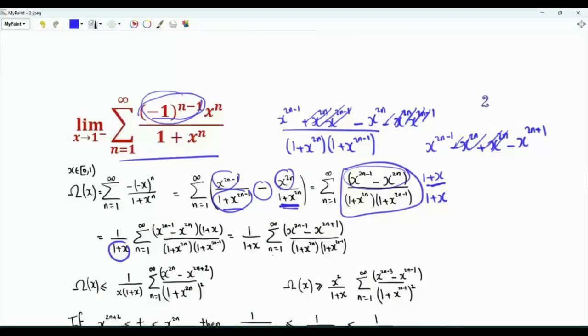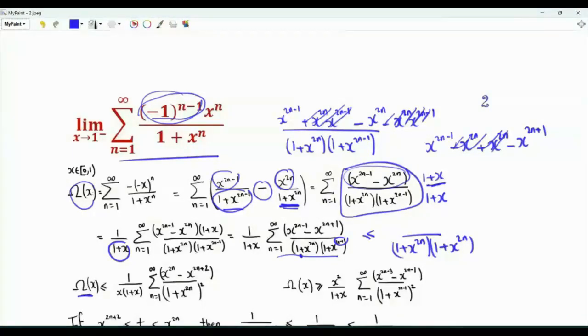We need a lower and upper bound on omega of x. To upper bound omega of x, we need to increase this quantity by decreasing the denominator. Note that x is strictly less than 1. We reduce the value of the denominator by increasing the power. So to upper bound, we keep this 1 plus x to the power 2n. We raise this power from 2n minus 1 to 2n. Because x is smaller than 1, x to the 2n is less than x to the 2n minus 1.